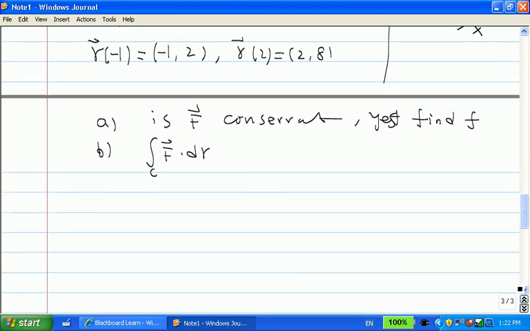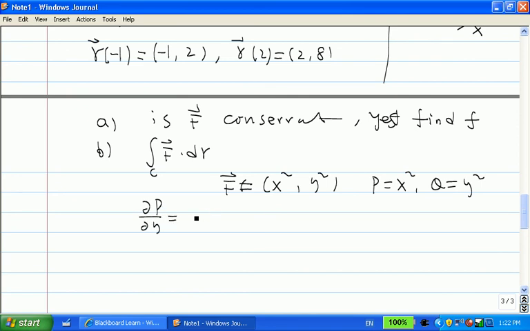Okay, first let's see if F is conservative. What is my F? My F here is (x squared, y squared), right? So P here is x squared, Q here is y squared. Is F conservative or not? Check this. Partial P with respect to y gives you 0, and partial Q with respect to x also gives you 0. So they're equal. That means F is conservative.